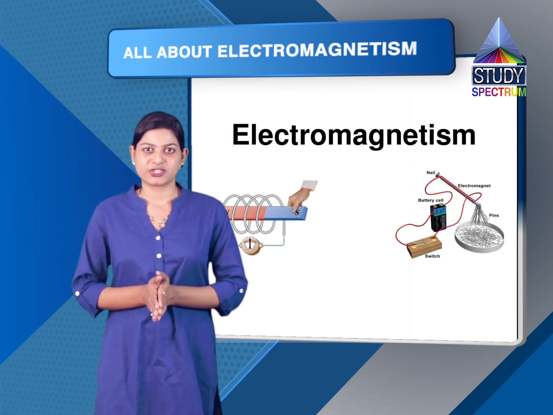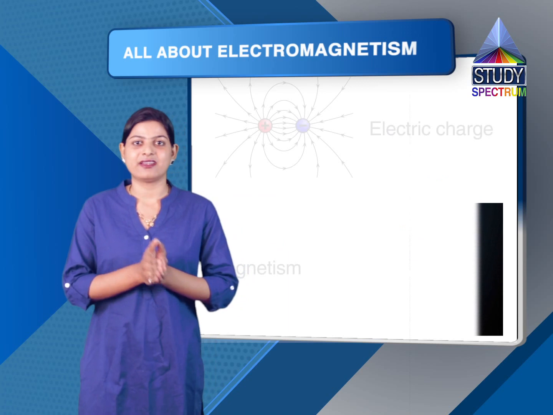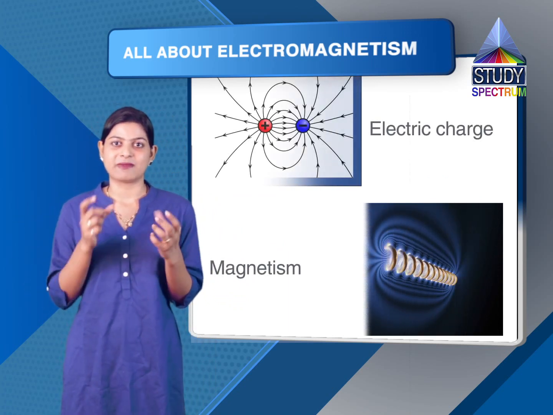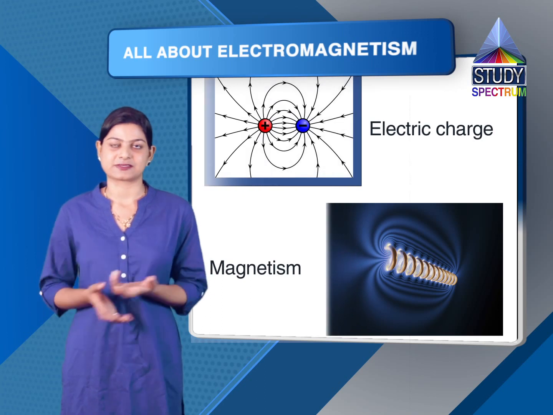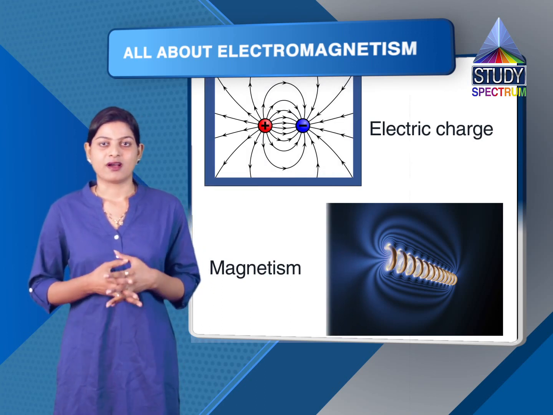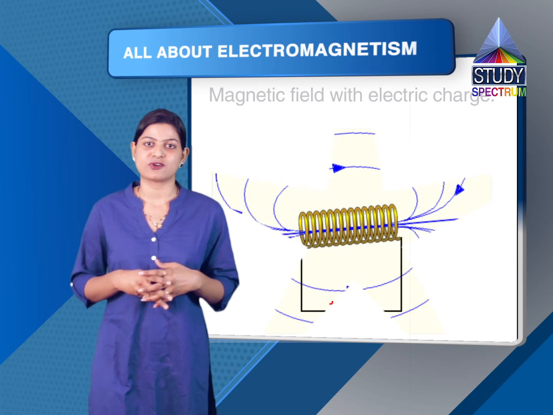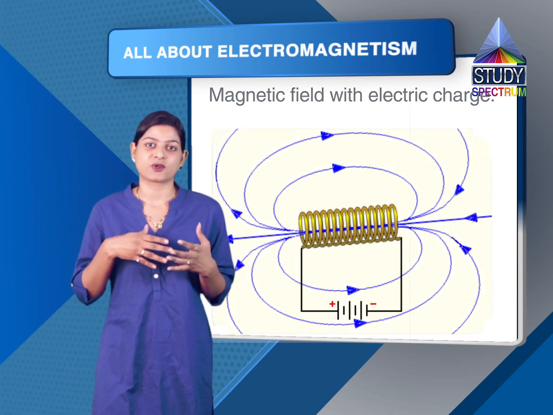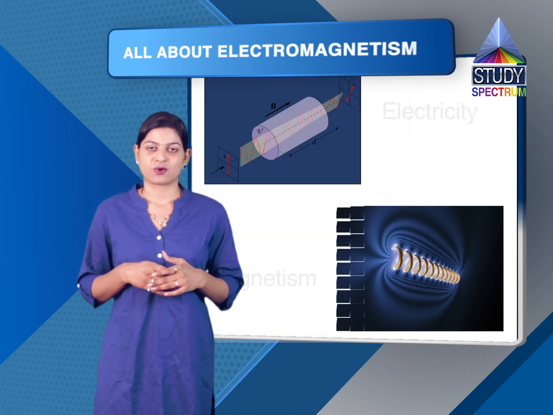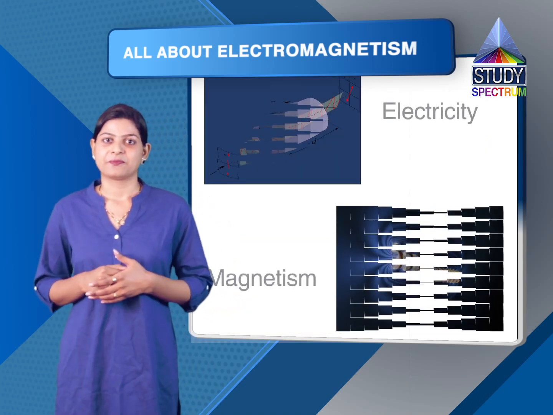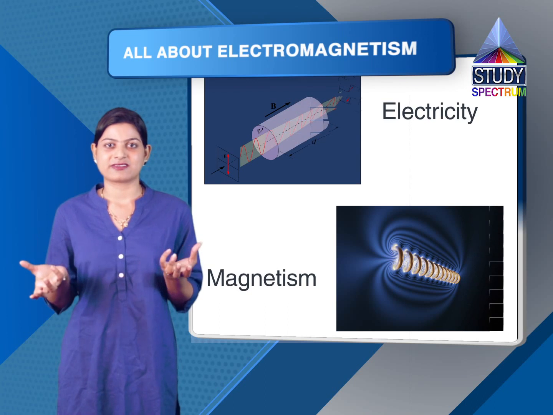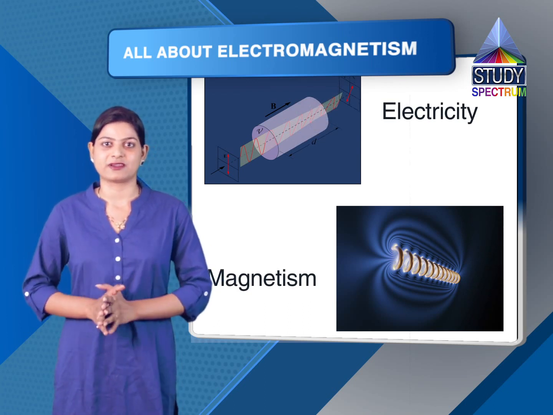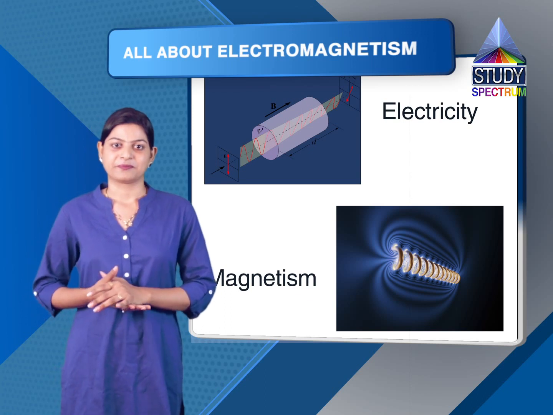Electromagnetism is a relation between electric charge and magnetism. So the term electromagnetism implies this. In his experiment, he also found that wherever there is a magnetic field, electric charge is also present. So by that we can say that electricity and magnetism are very close relatives of each other. They always exist together. They never come alone.